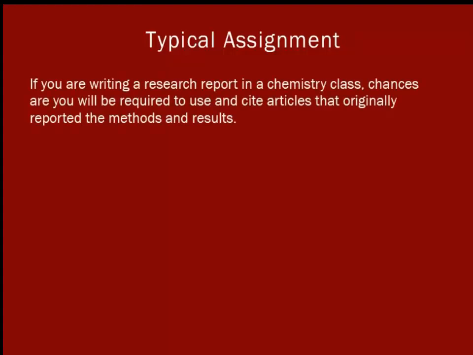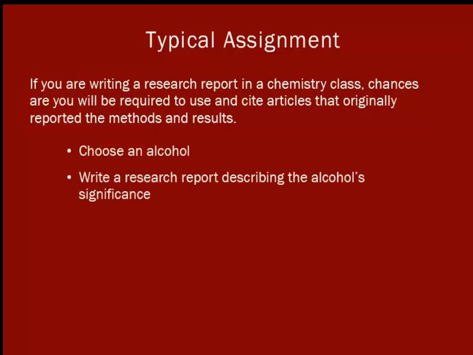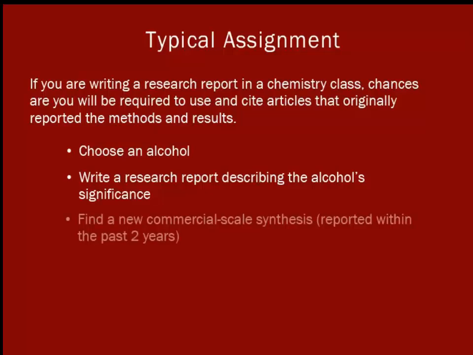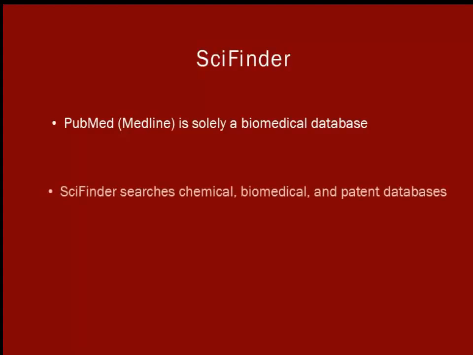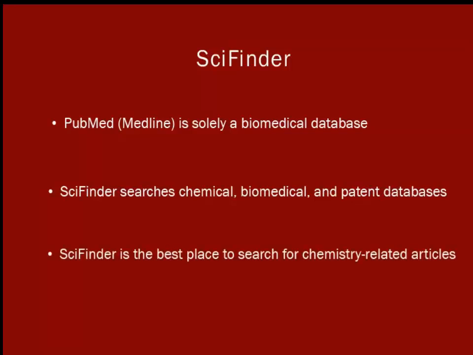If you're writing a research report in a chemistry class, chances are you'll be required to use and cite articles that originally reported the methods and results. For example, you may be asked to choose an alcohol and write a research report describing the alcohol's significance, find a new commercial scale synthesis reported within the past 2 years, and outline the process or procedure, citing the primary literature. A database like PubMed would have no information on this non-biomedical topic. Instead, SciFinder primarily searches CAPPLUS, a comprehensive chemistry database, as well as PubMed and several other patent databases. SciFinder is the best place to search for chemistry-related articles.